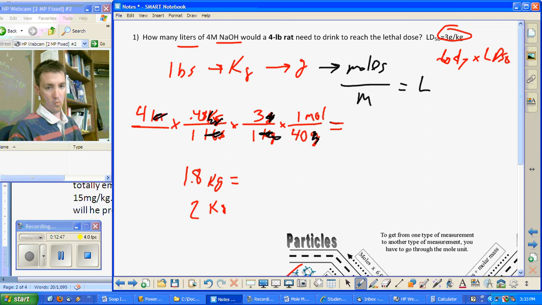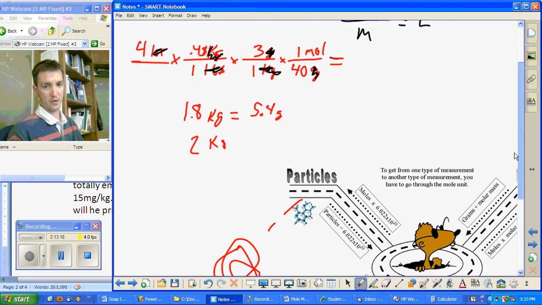Alright, 1.8 kilograms. Every kilogram had to eat 3 grams. So every kilogram of body weight had to ingest 3 grams, so it's 1.8 times 3. So that would be 5.4 grams it would take to kill the rat. So if the rat eats 5.4 grams, it has a 50-50 shot of living or dying.